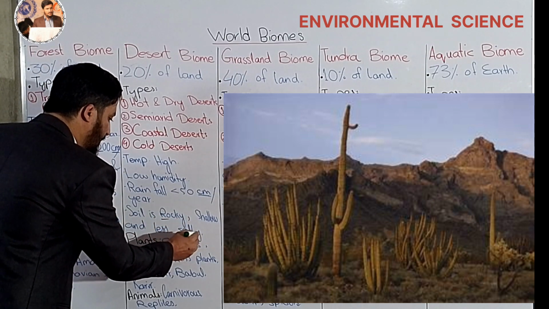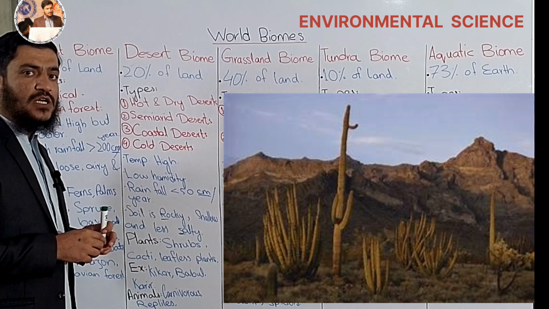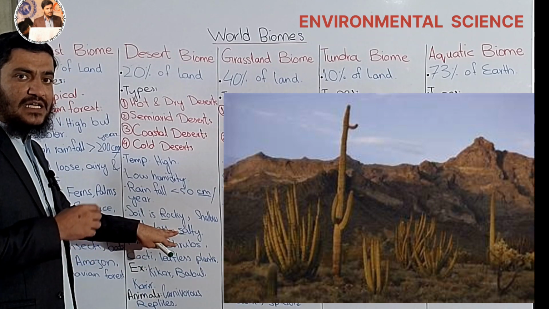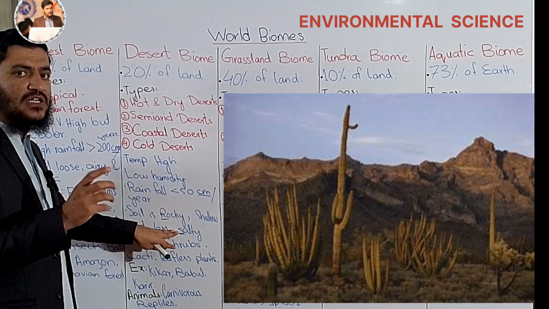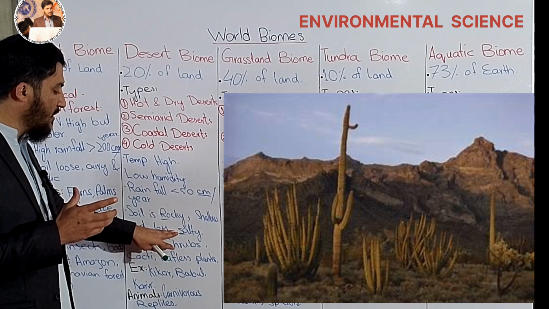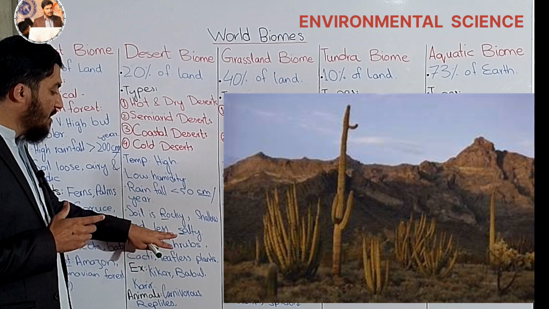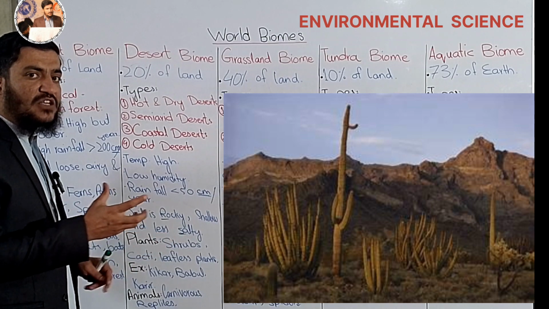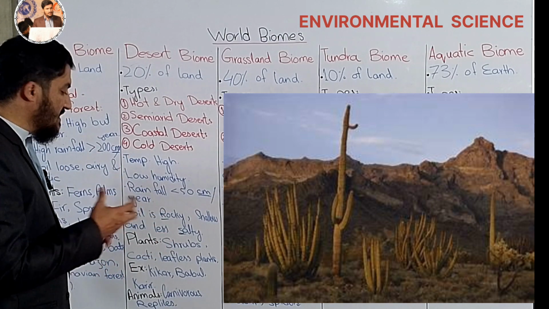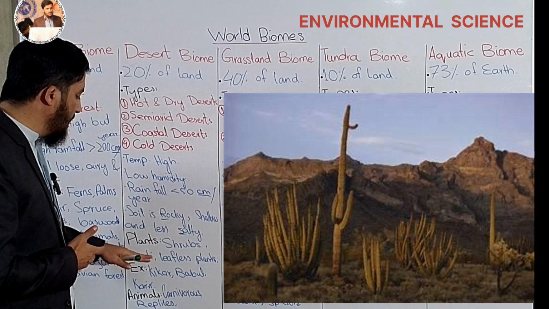And the soil of the desert, due to low rainfall, becomes rocky, shallow, and less salty, and it possesses very little or none of the organic matter. That's why the plants do not get organic matter from the decomposition of insects.